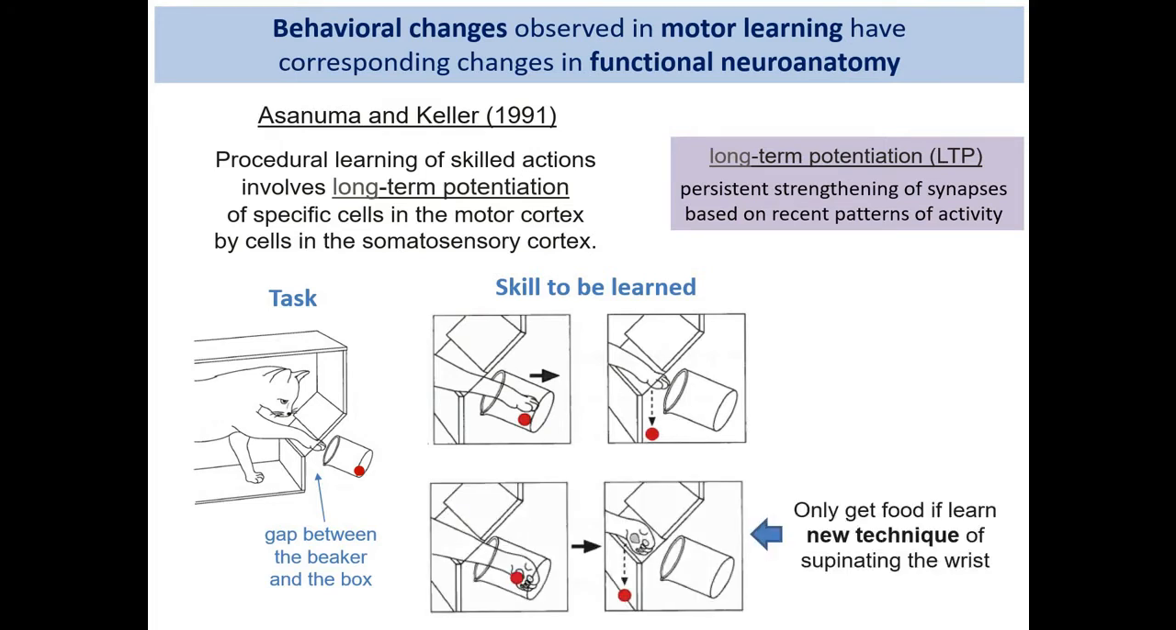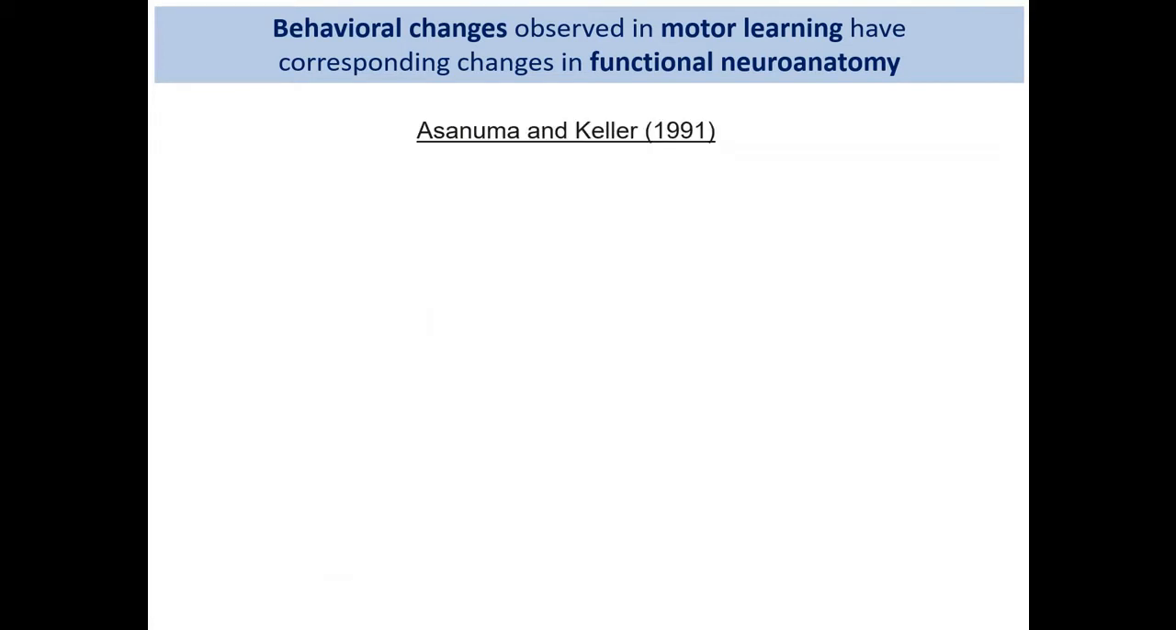Here we see the results of having learned the skill. The cat is able to get the food pellet because it's learning to supinate its wrist. If the cat learns to supinate its wrist, and therefore effectively cup the ball, it's able to get the food pellet into the box. So, we just saw the behavioural changes that were associated with the cat learning to get the food pellet from the beaker. What we're interested in is the corresponding neuroplastic changes.